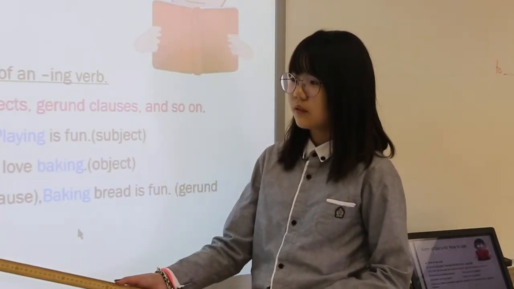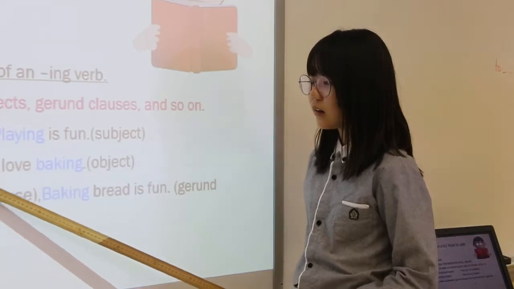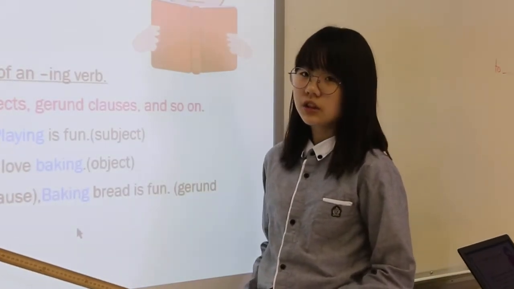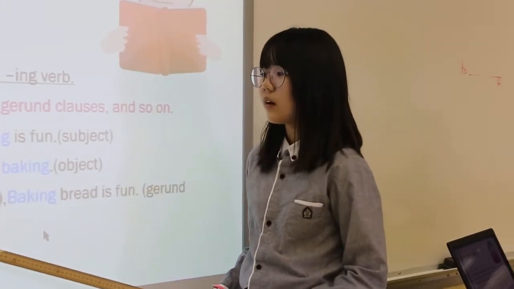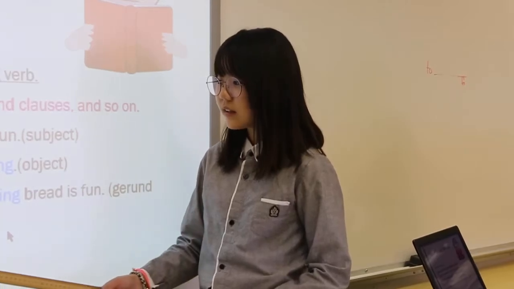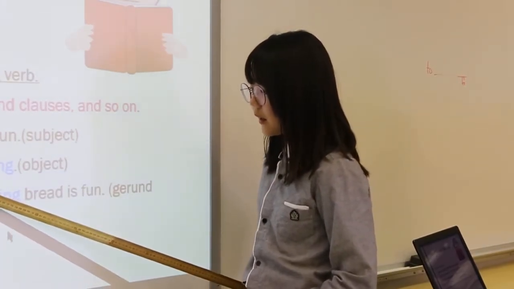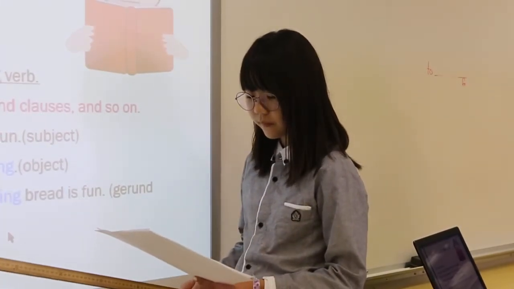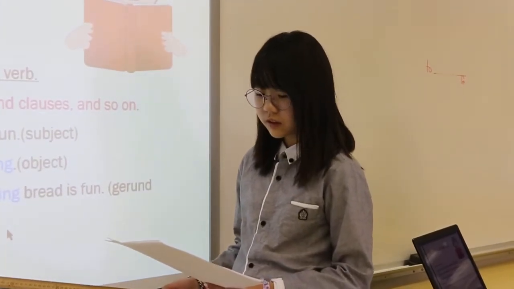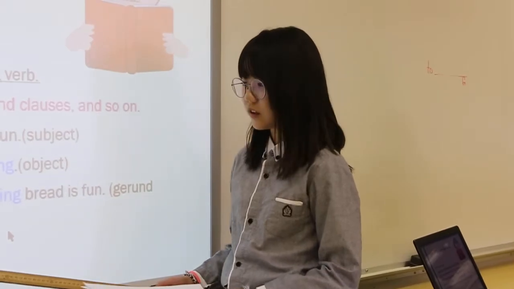For another example, I hate reading, and I love baking. In both of these sentences, the gerund is used as an object. Lastly, eating cake is pleasant, and baking bread is fun. In both of these sentences, the gerund is used in a gerund clause.